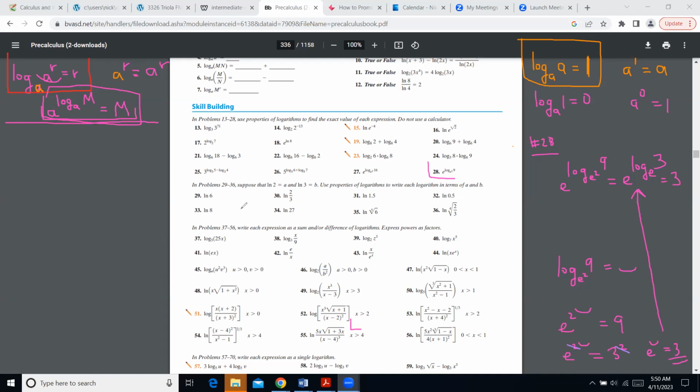Anyways, the other part of this section is talking about things like taking ln's of various numbers, like ln of 6. Well, if you want to find what ln of number 6 is, you need to use a calculator. So what I can do is just grab a favorite scientific calculator.